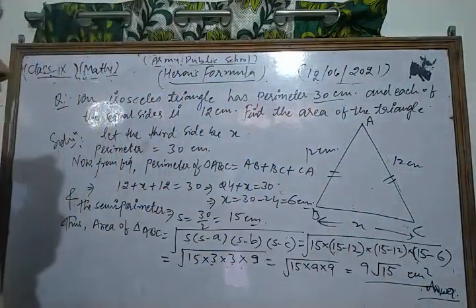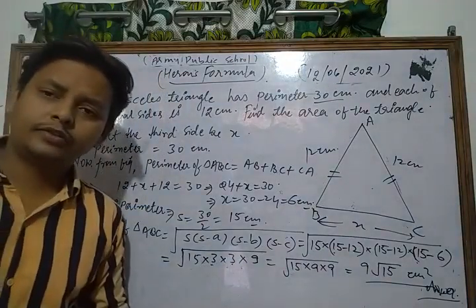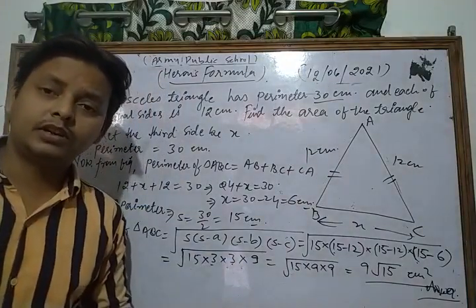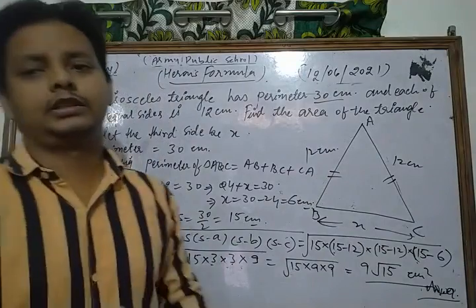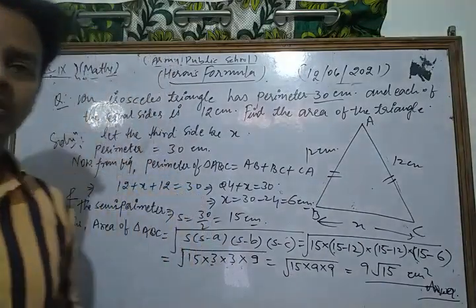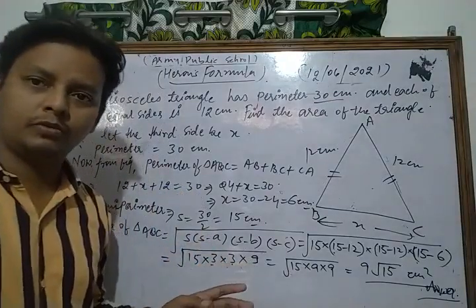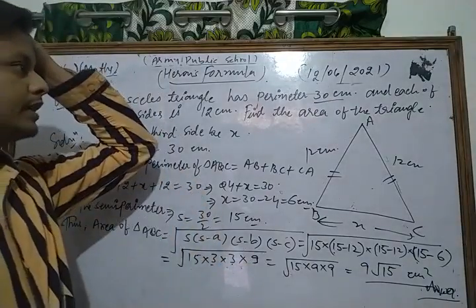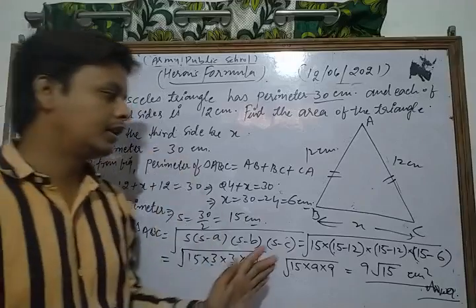This is the area of triangle ABC. This is a very important concept question related to your syllabus, Heron's formula. This is a very important question of your NCERT exercise. Let's see once more.